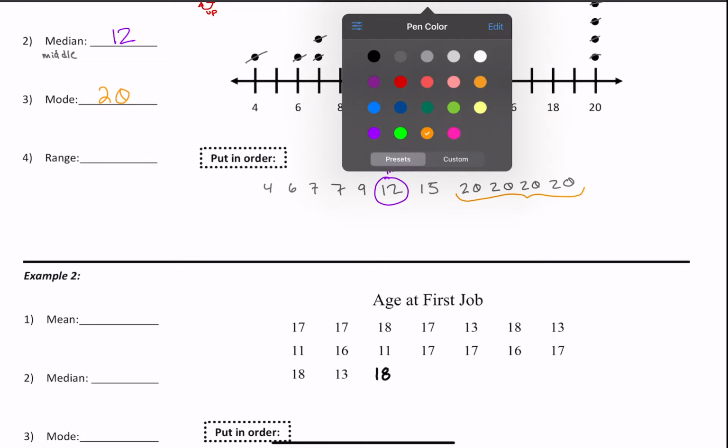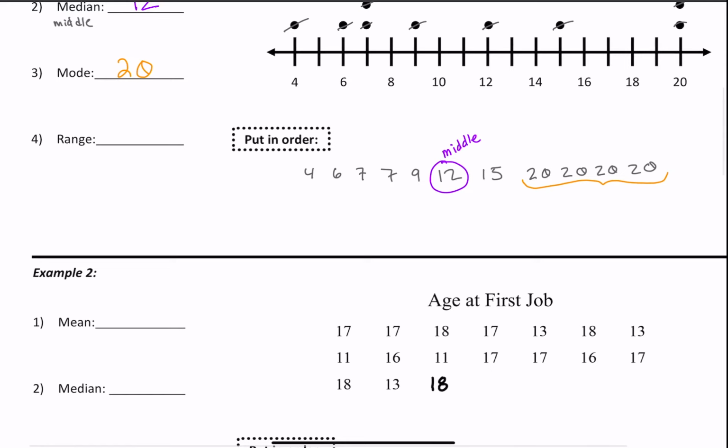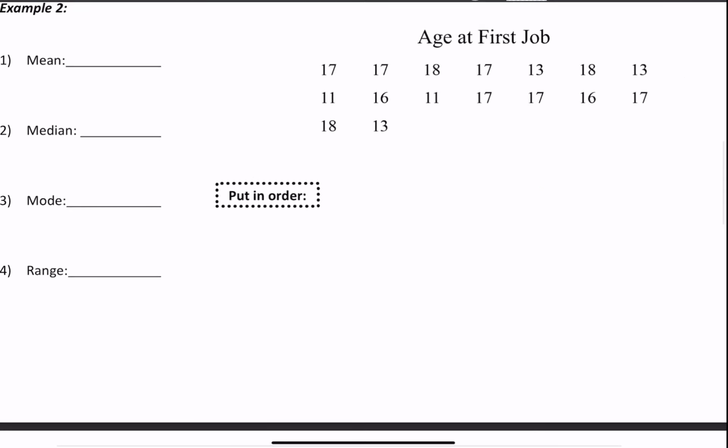And then last up, we have the range, which I'll do in green. The range, again, is the largest number, so our largest number is 20, minus our smallest number, 4. Well, 20 minus 4, type that in my calculator, and I get a range of 16. And that's it.